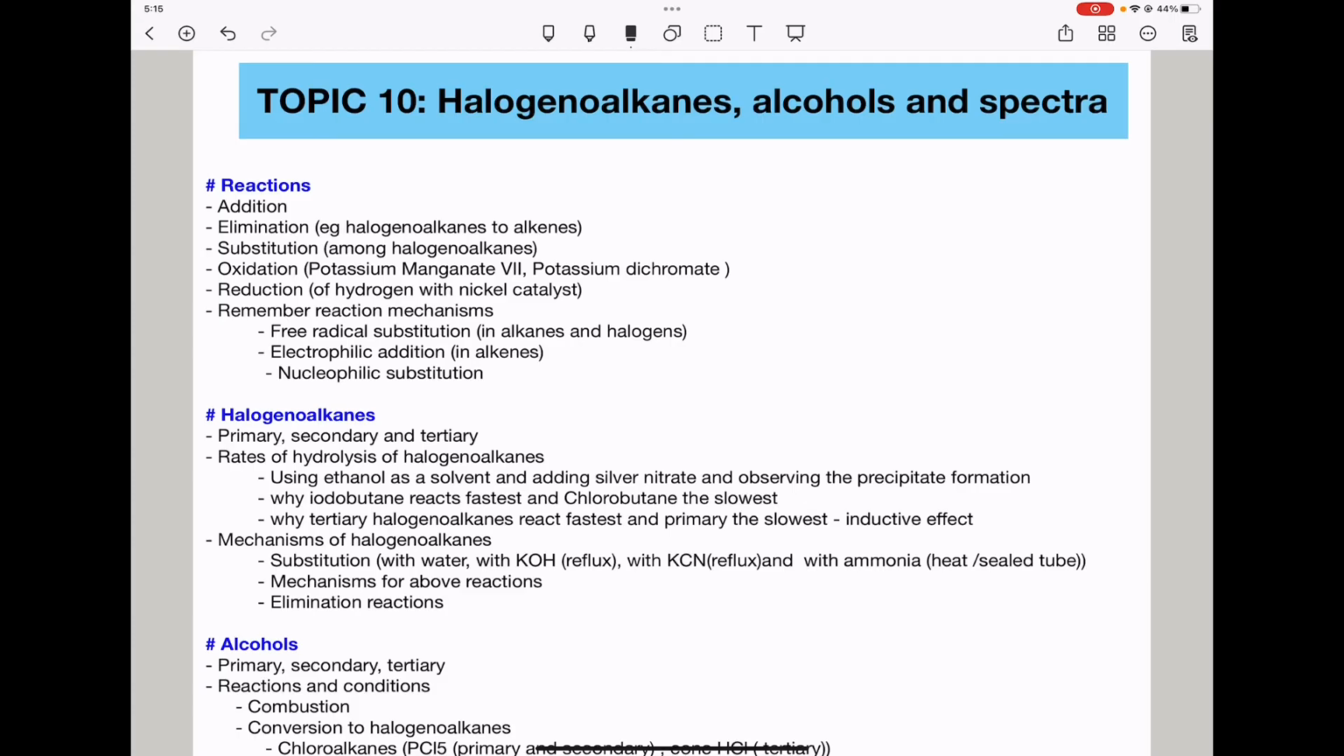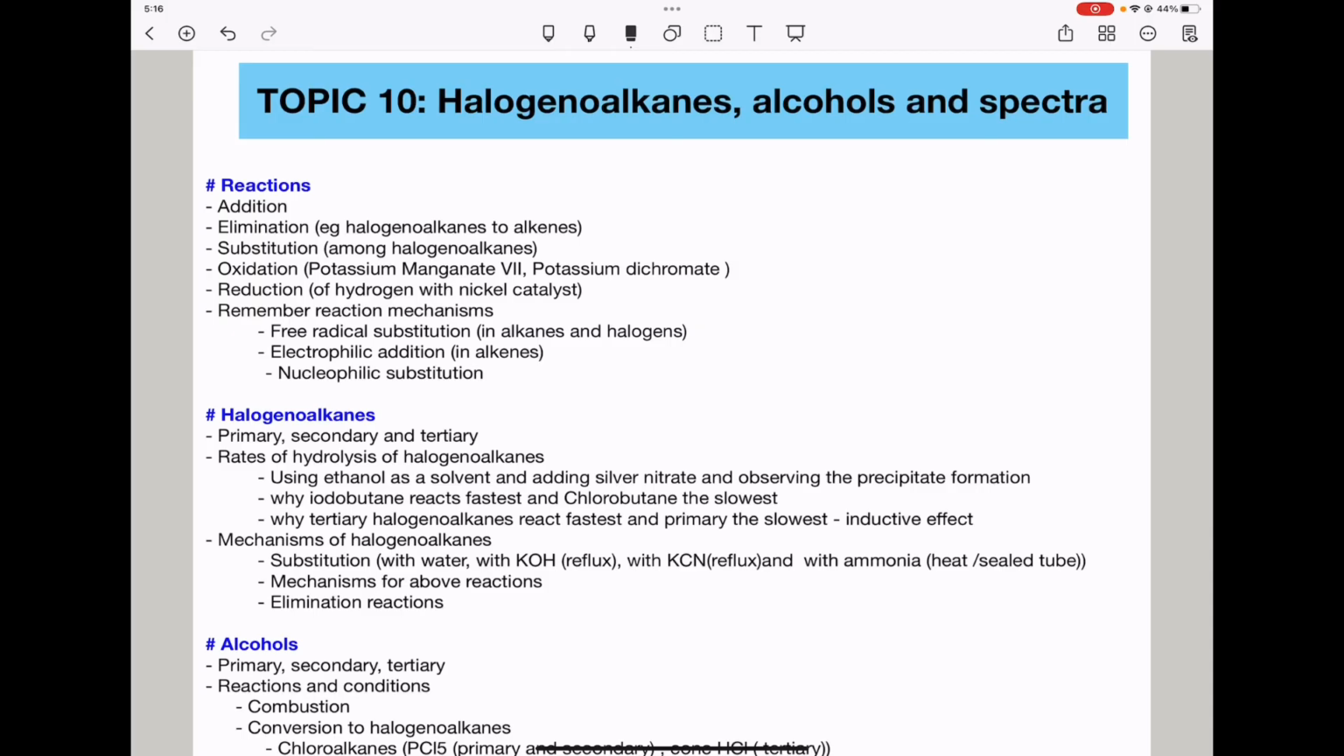Topic 10, halogenoalkanes, alcohols and spectra. Here they can ask you about reactions like addition reactions, elimination reactions like those converting halogenoalkanes to alkenes, substitution reactions among halogenoalkanes, oxidation reactions like how alcohols can be converted into carboxylic acids, and reduction using hydrogen in the presence of nickel, where alkenes are reacted in that manner.